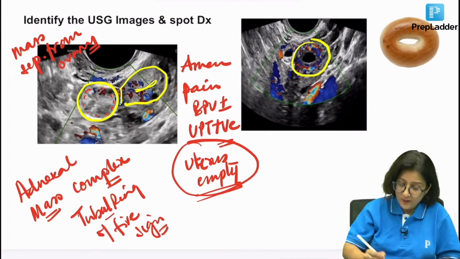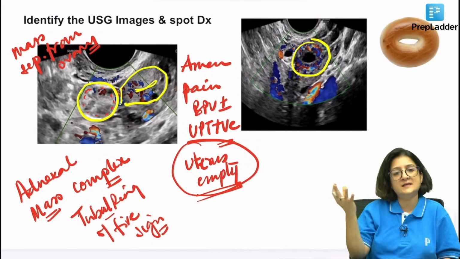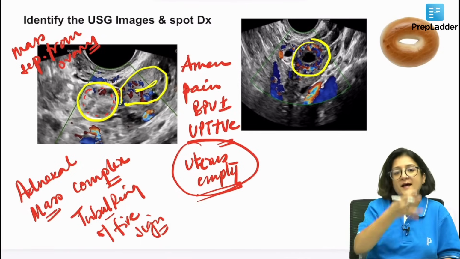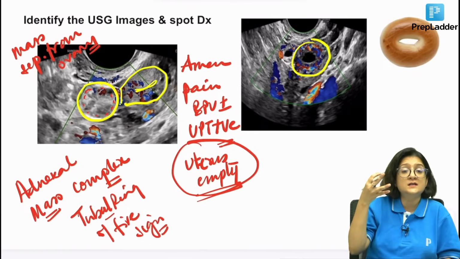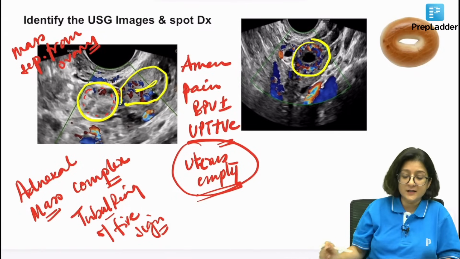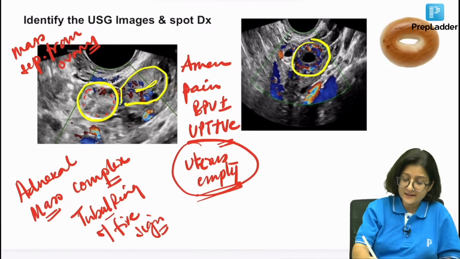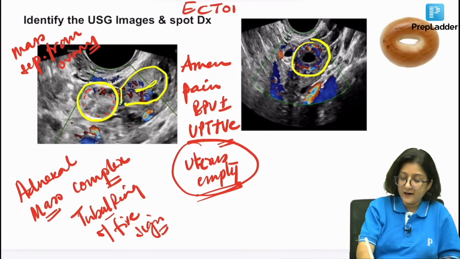But when I say tubal ring of fire sign, I mean that the mass is seen arising in the tube and it has a ring of fire sign. This is how it is described, but it has to be judged in the clinical context. And then I say that the diagnosis is ectopic, tubal ectopic.